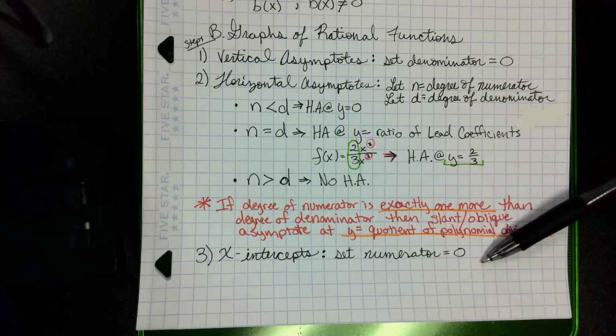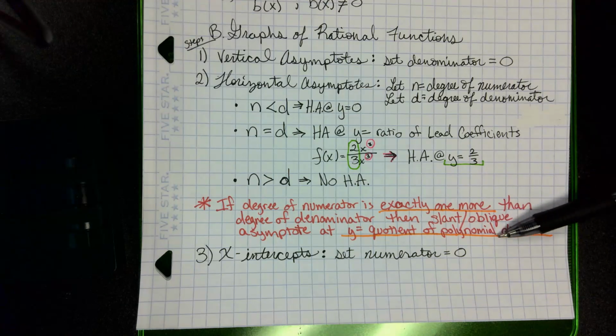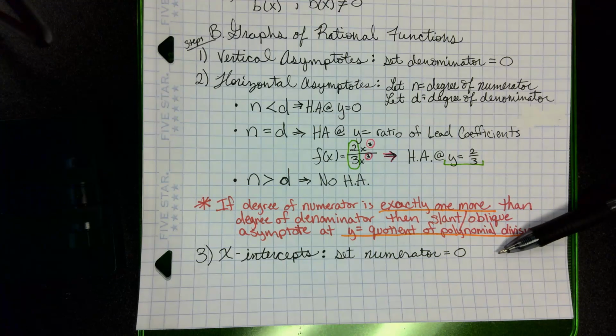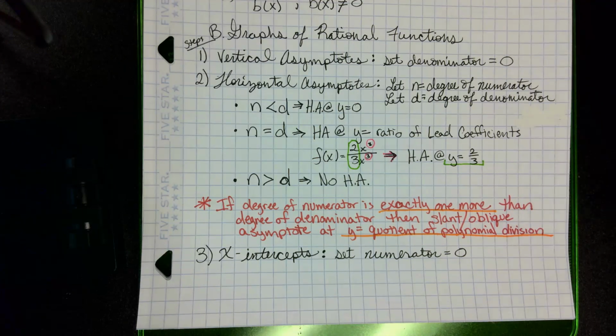And step 3 is the x-intercepts. To find x-intercepts, you're going to set the numerator equal to 0, or if you're in factored form, set the factors of the numerator equal to 0. And it will give you x-intercepts. And those are your 3 steps.